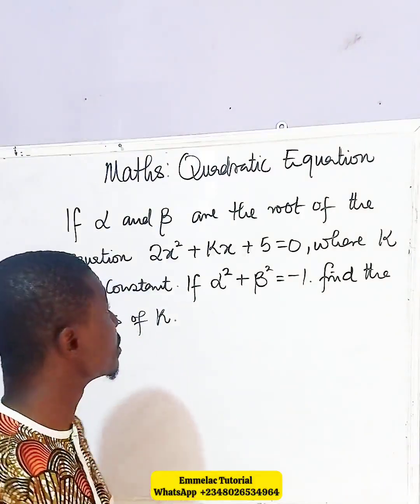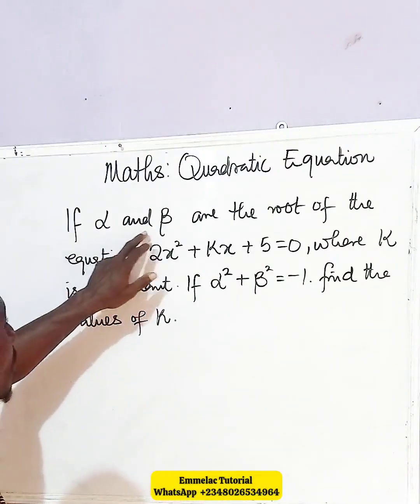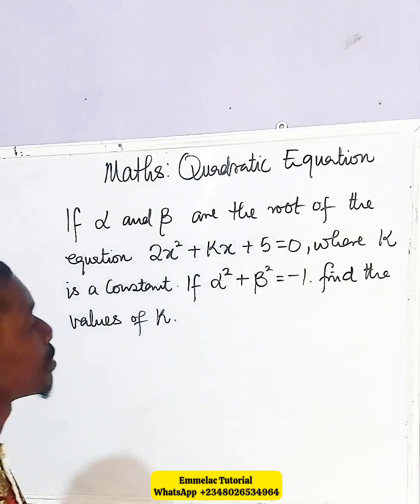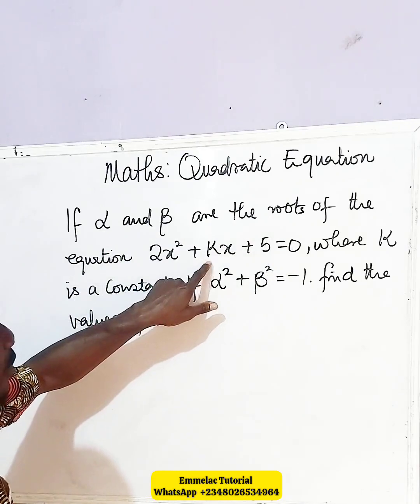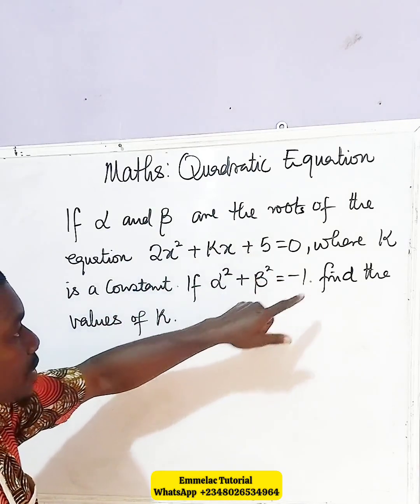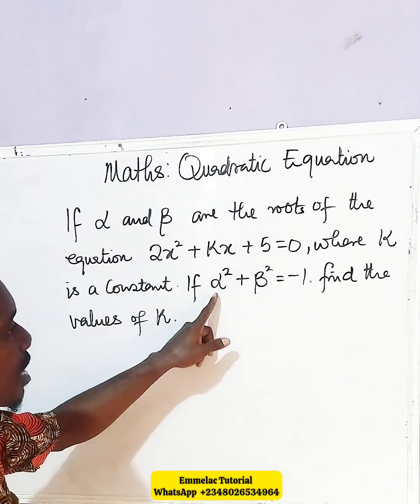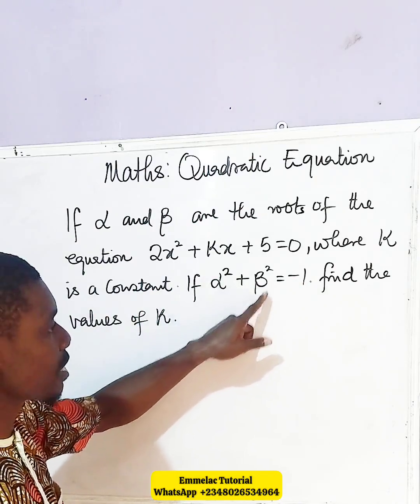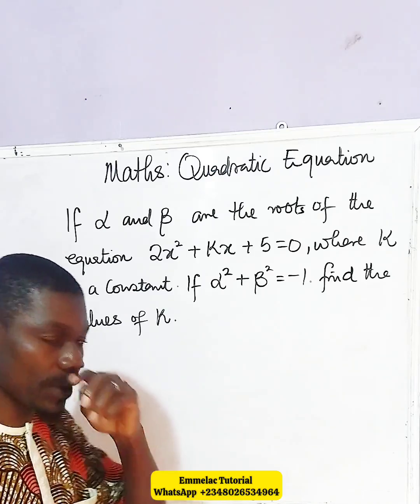Now let us look at this math question in quadratic equation. It says if alpha and beta are the roots of the equation 2x squared plus kx plus 5 equals 0, where k is a constant. Now if alpha squared plus beta squared equals -1, find the values of k.